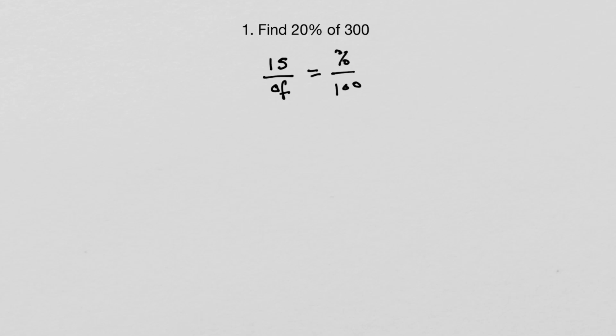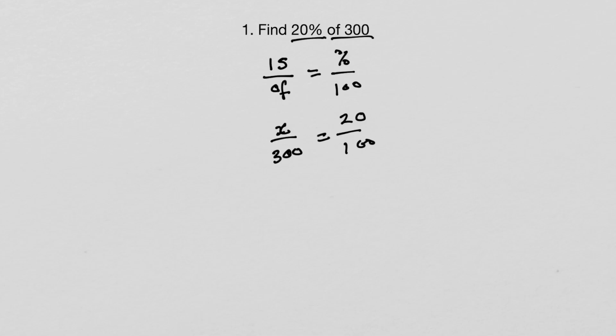For this question, we have 20%. So we put 20 for our percent value. We have of 300. So the 300 is our of value. We will put it here. Now we have our is value left. So we can represent it by x and solve for x.